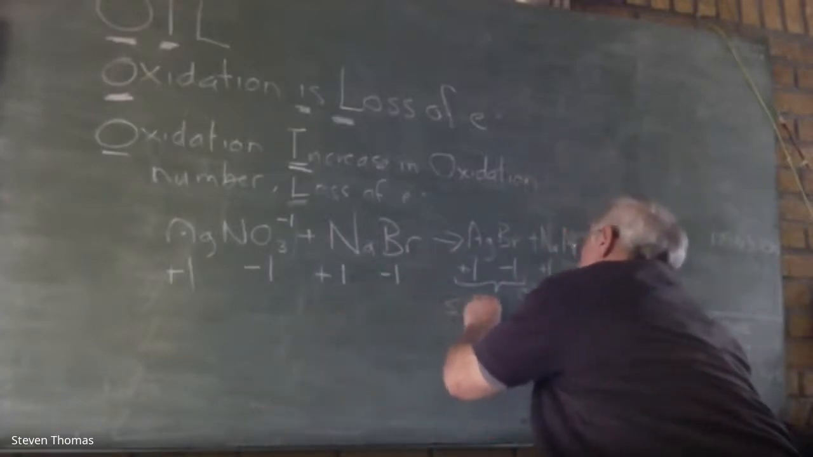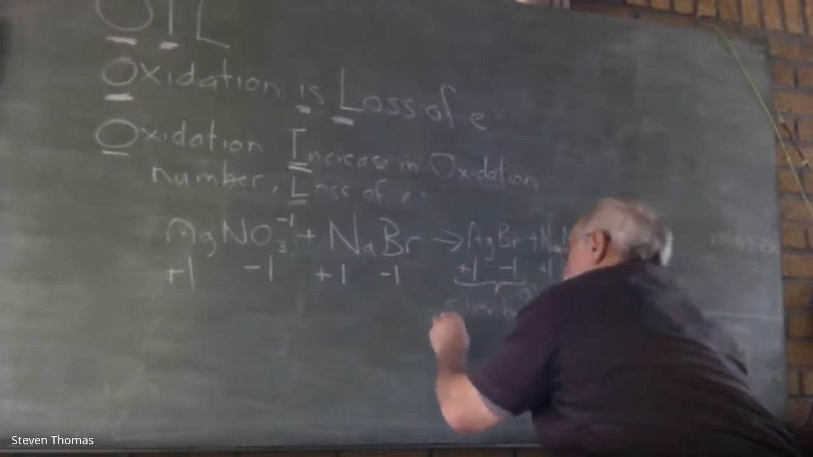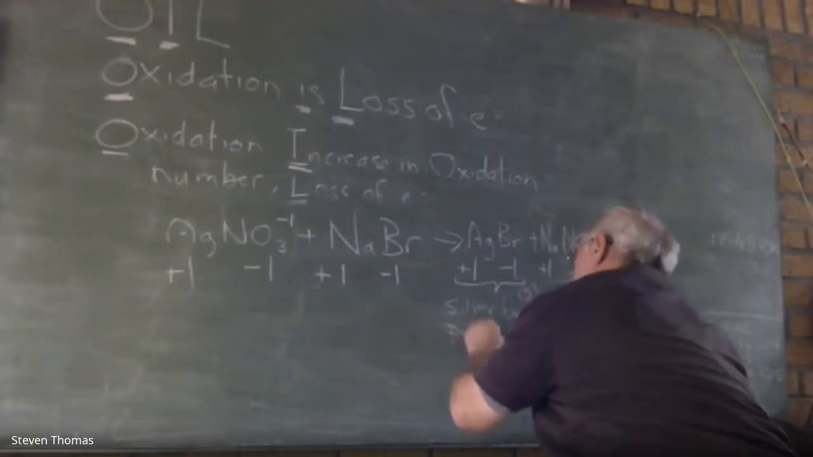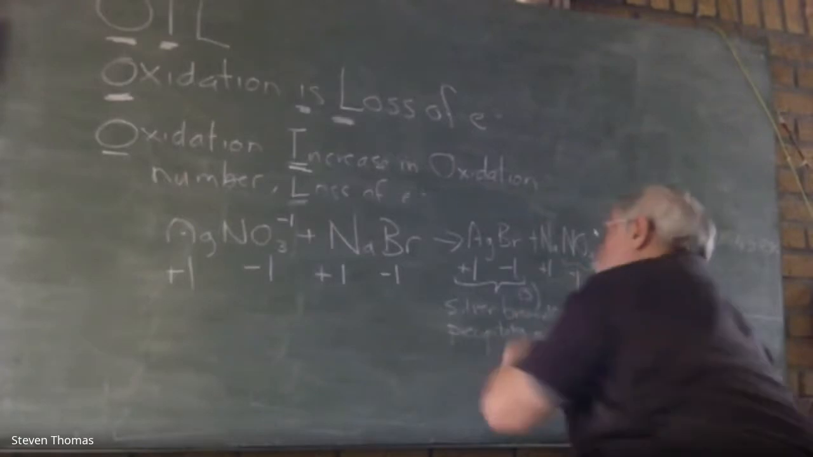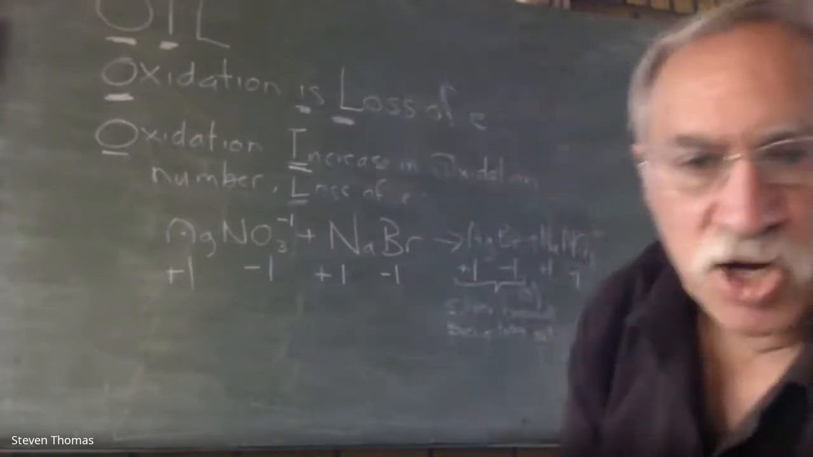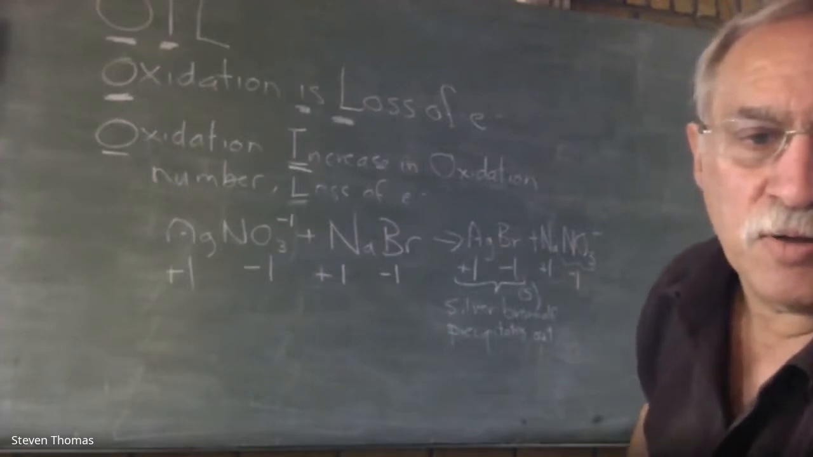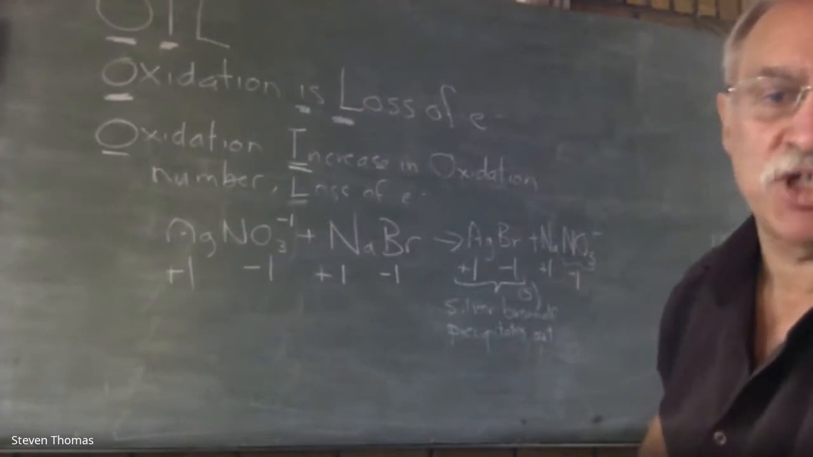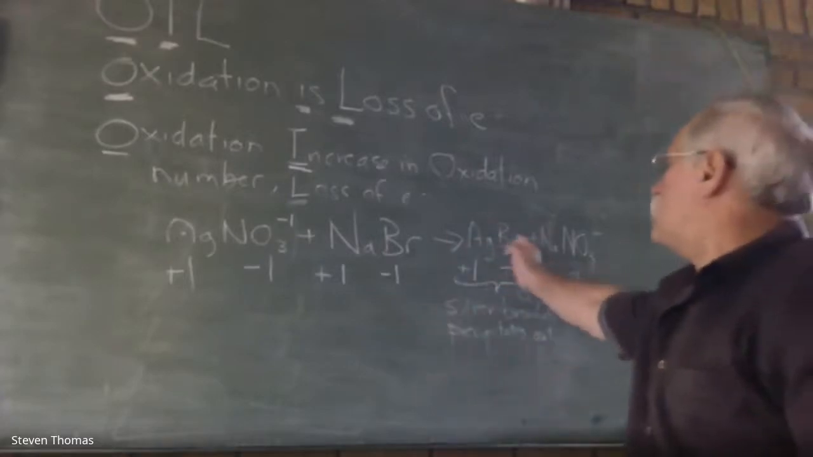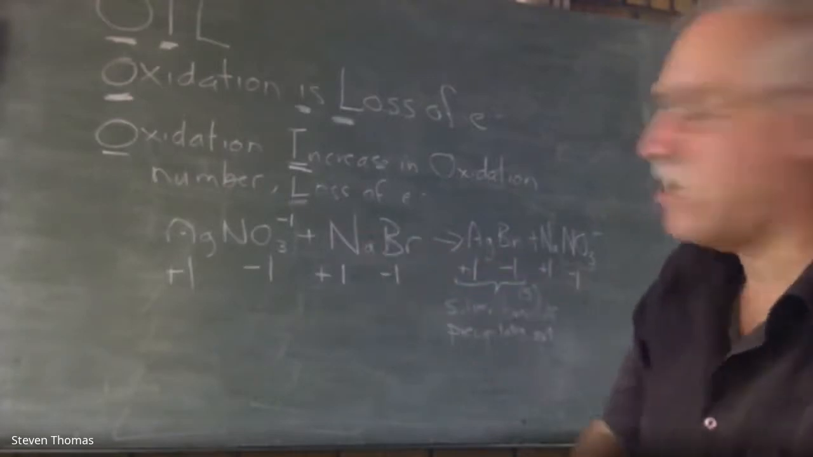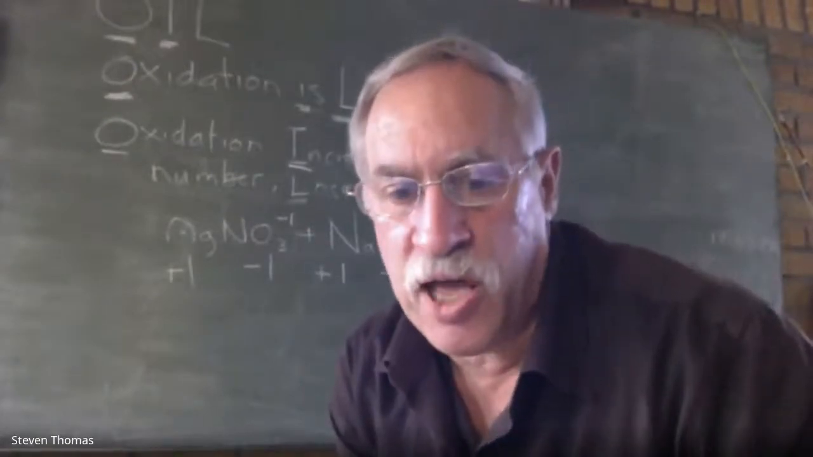Silver bromide forms a solid, precipitates out. They may ask that in your final paper, and it's good to know. That used to be the test for halogens: add silver to it, and if it precipitates out, then you know there was a halogen in the solution. But it's a non-redox reaction. Let's have a look again.